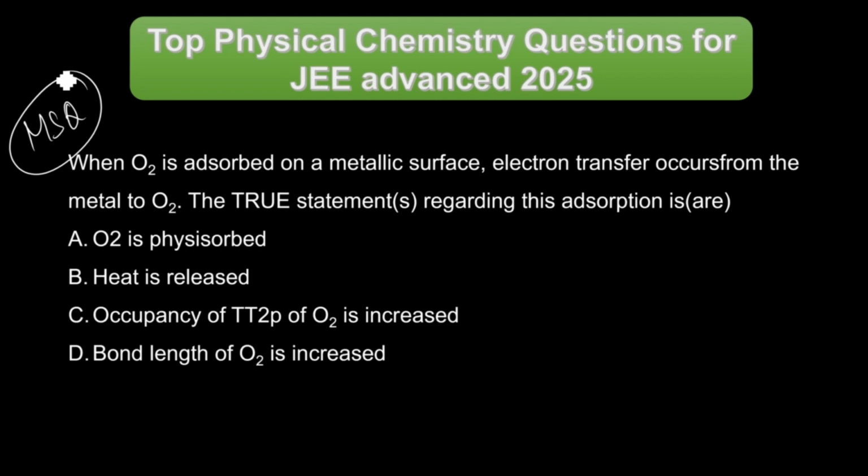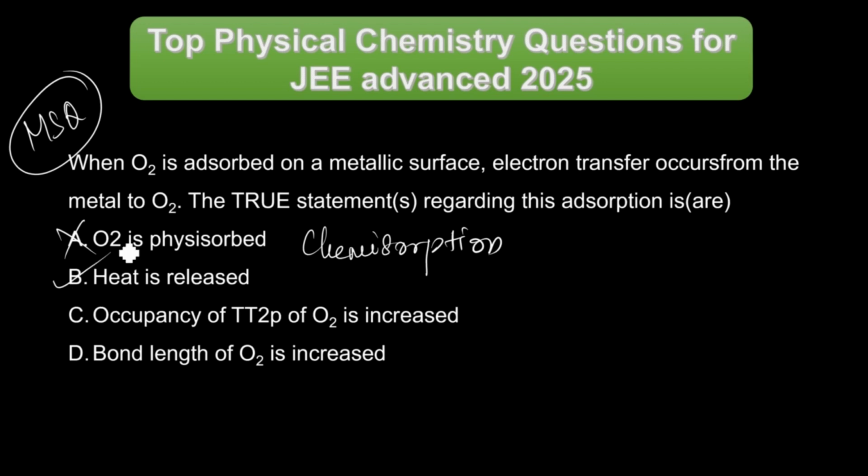The true statements regarding this adsorption are, okay, so from metal to O2, the electron transfer is happening. So that can't be a physisorption, that must be a chemisorption, right? The electrons are involved, so that will be chemisorption, not physisorption. So option A is not correct. Then, in case of chemisorption, it is an exothermic, heat releasing process.